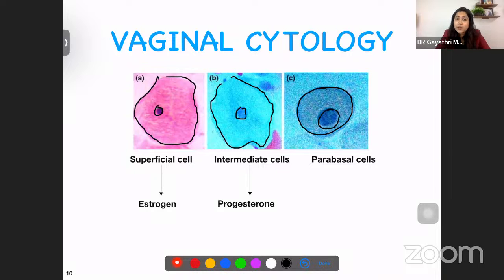So in pregnancy, what would be the main type of cell seen? In pregnancy, the main hormone is progesterone. That is why in pregnancy, the main type of cell is the intermediate cell. What about a postmenopausal female where there is not much hormonal influence? I told you if there is no hormonal influence, it is going to be parabasal type of cells. So in a postmenopausal female, it is going to be the parabasal type of cells.